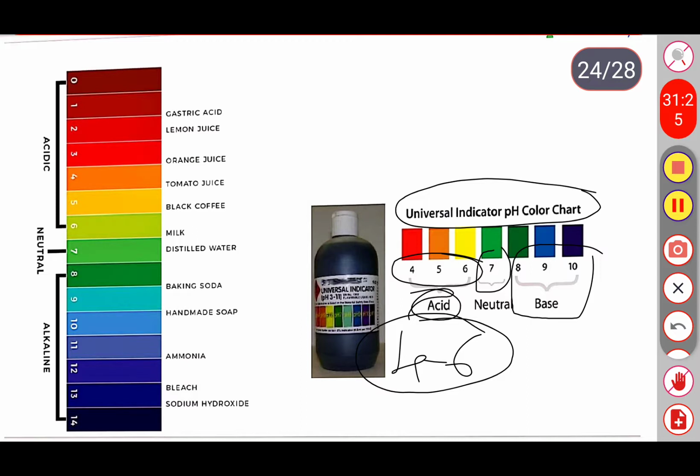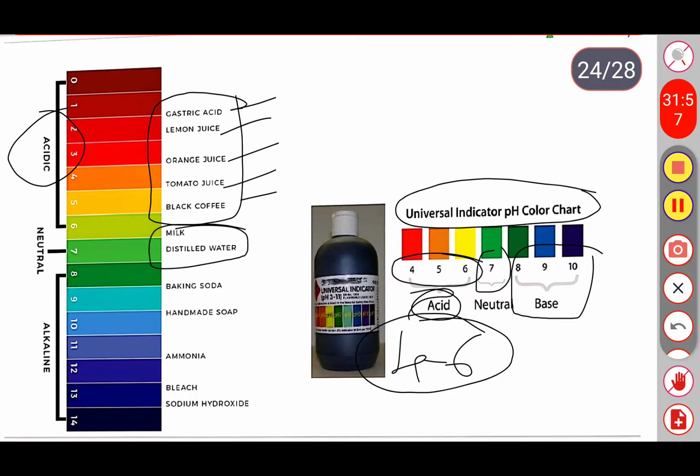For example, here some examples are given for acidic, neutral and basic substances. First one, gastric acid, lemon juice, orange juice, tomato juice, black coffee. So these are some of the examples for acidic substances. Milk and distilled water are neutral substances because their pH value is 7.